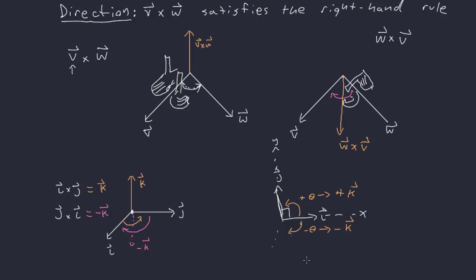Okay, so there are a lot of different ways we can think about this, but this right here, that I cross j is equal to k, is where we build everything from, okay? Because just from that idea that we're satisfying the right-hand rule, and we want the unit vectors to cross with each other and give us unit vectors.